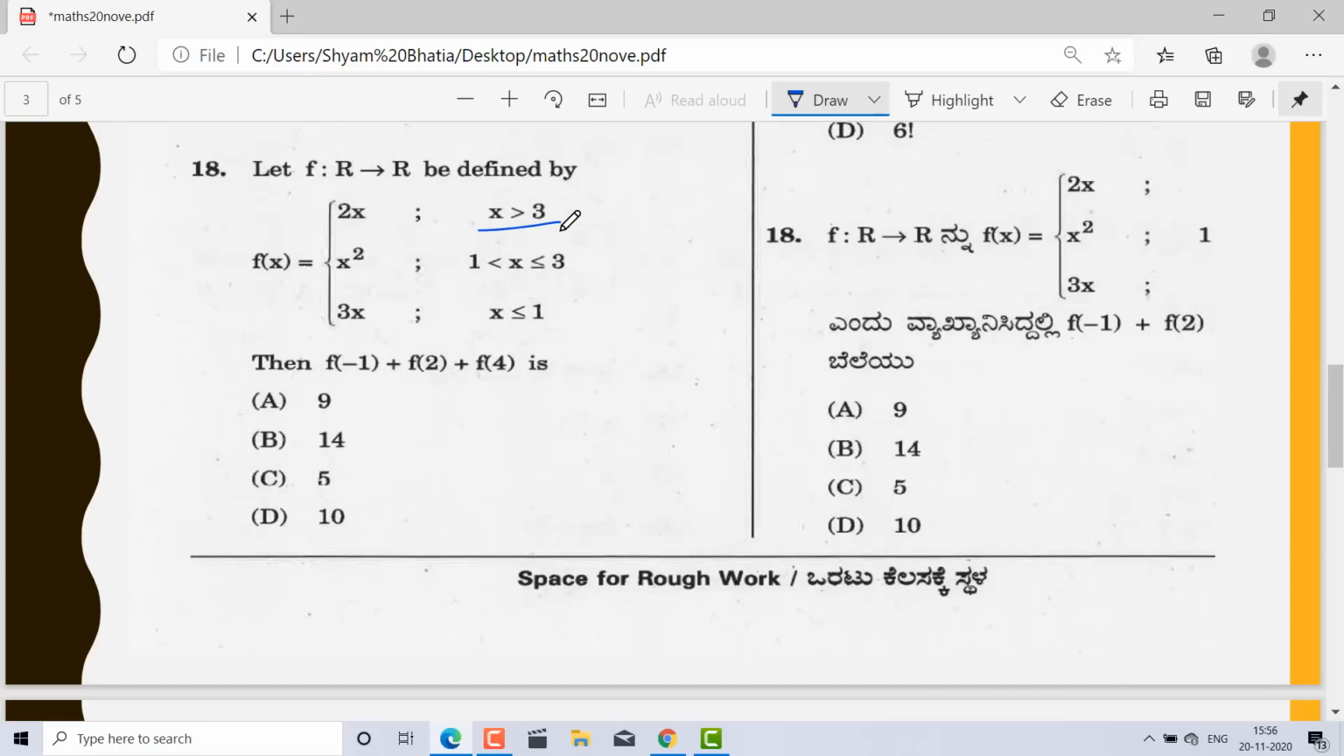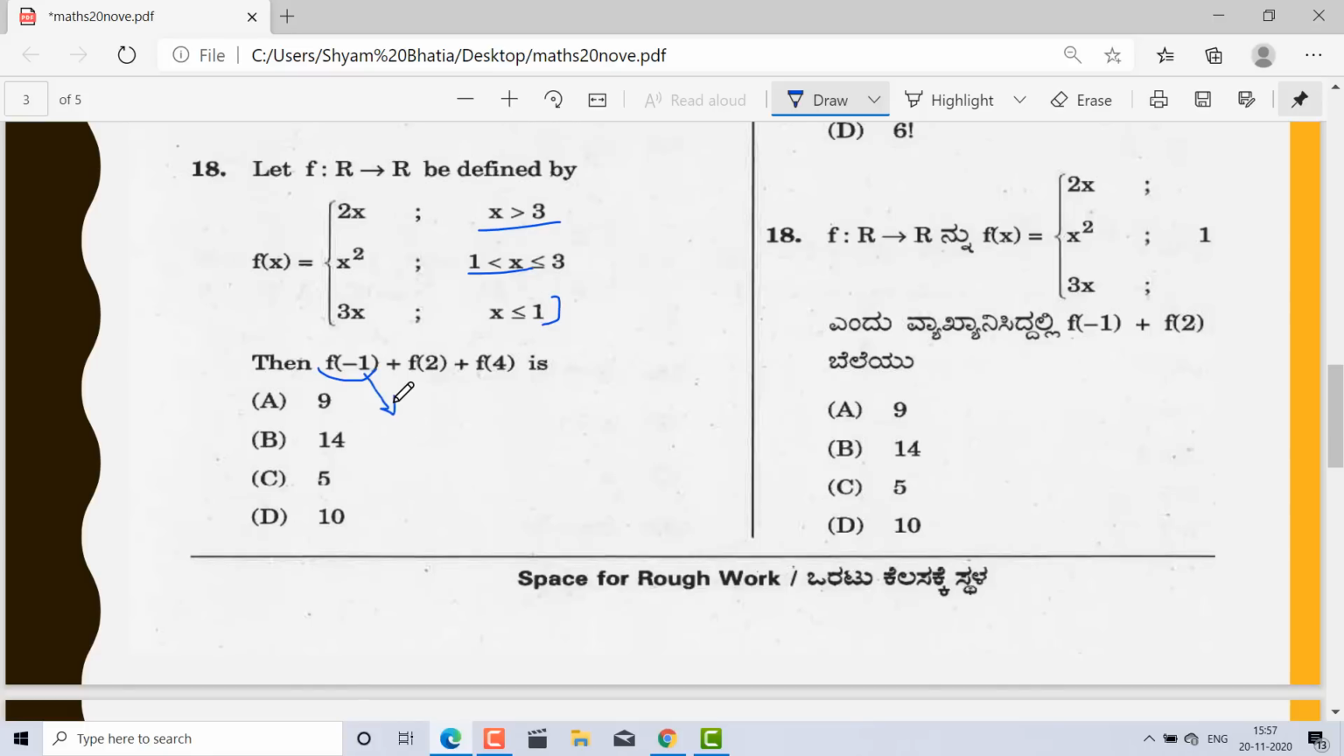Okay, this is one more interval, but if I want to find out the value of f(1), which function will I consider? So f minus 1 is falling where? Here the value of x must be less than or equal to 1. And here the value of x must be greater than 1 and must be less than 3. And here the function value is 2x, where x must be greater than 3. So these are different intervals, you know that.